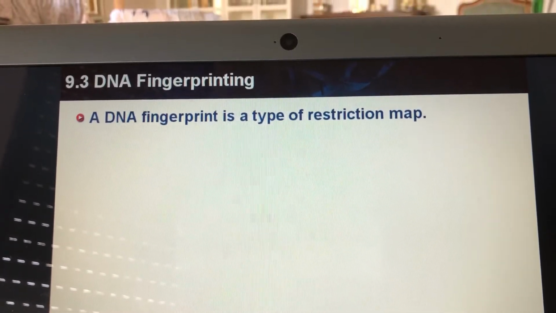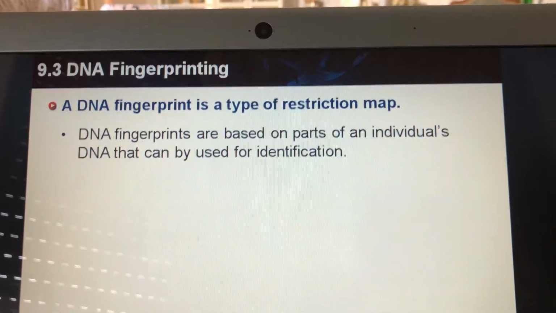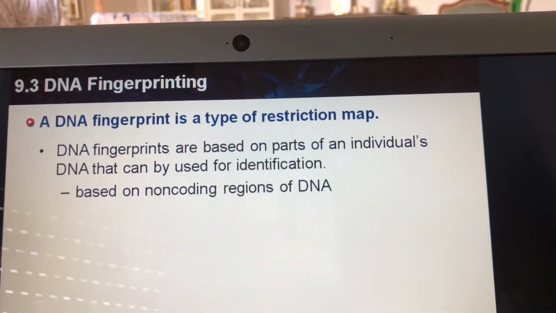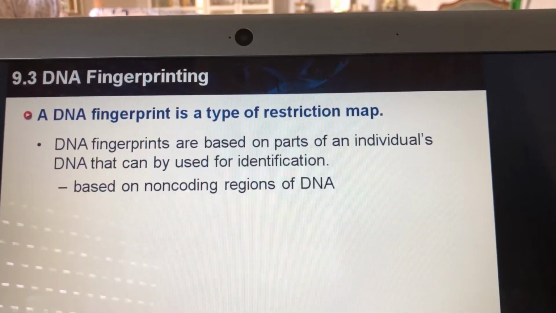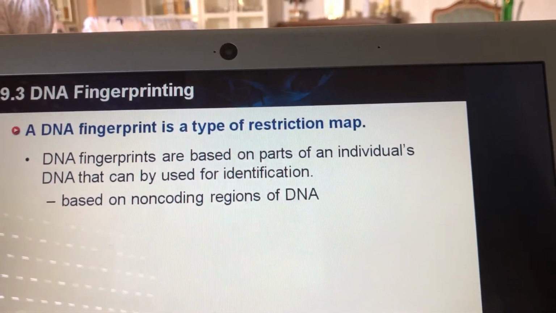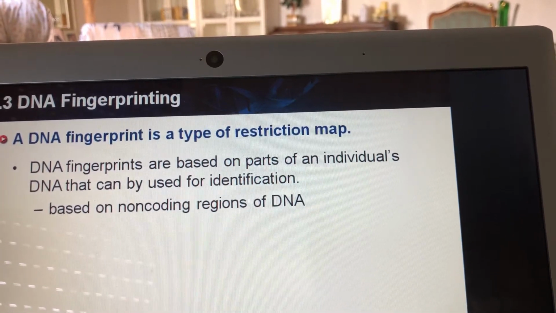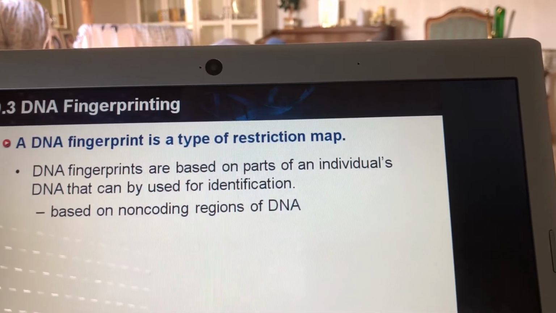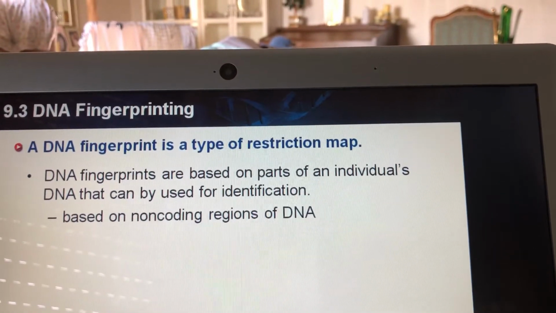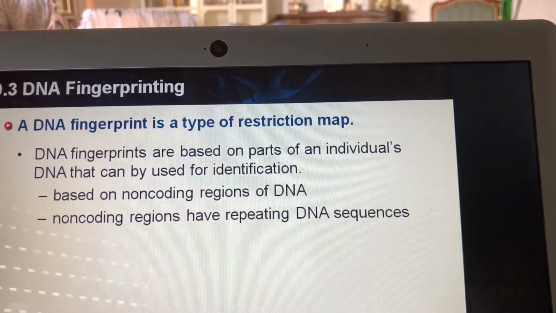So DNA fingerprint is a type of restriction map, and it's based on parts of individuals' DNA that can be used for identification. But you should keep in mind that it's based on non-coding regions of DNA. That means it isn't based on the coding regions, which have the genes coding for proteins. There are parts of DNA that are non-coding regions. So DNA fingerprinting is based on non-coding regions which have repeating DNA sequences.